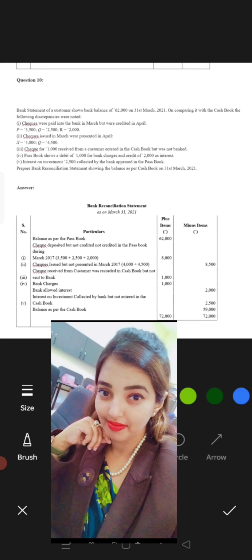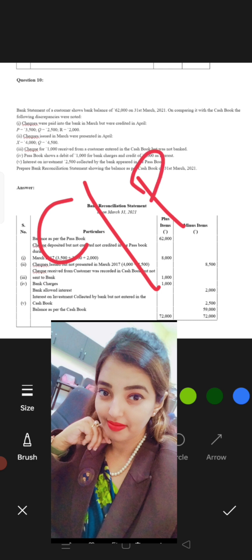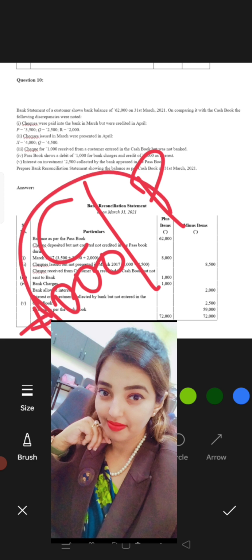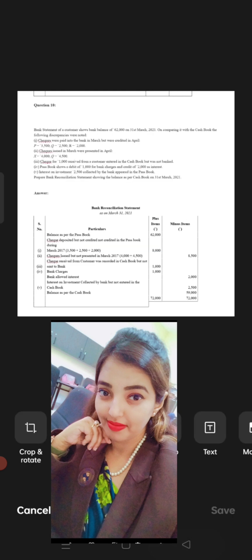Check for 1,000 received from the customer entered in the cash book but was not banked. This is your cash book and this is your passbook. Check for 1,000 received, money is coming in, so it will be plus. But in the passbook, it was not recorded. It was not banked. But you will be following whatever the cash book does. So when the cash book has recorded plus, in the passbook also it has to be plus. So you will be recording this 1,000 in the plus column.